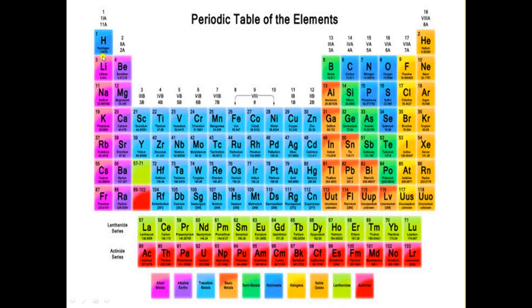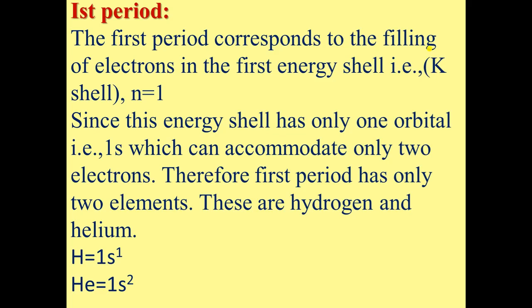You can see here in the table that in the first period only 2 elements are present, one is hydrogen and the other is helium. So the total number of elements in the first period is 2, hydrogen and helium, because when we write the electronic configuration, the electron enters the s orbital and in the s orbital only 2 electrons can be filled. One electron comes in hydrogen and the second electron comes in helium.